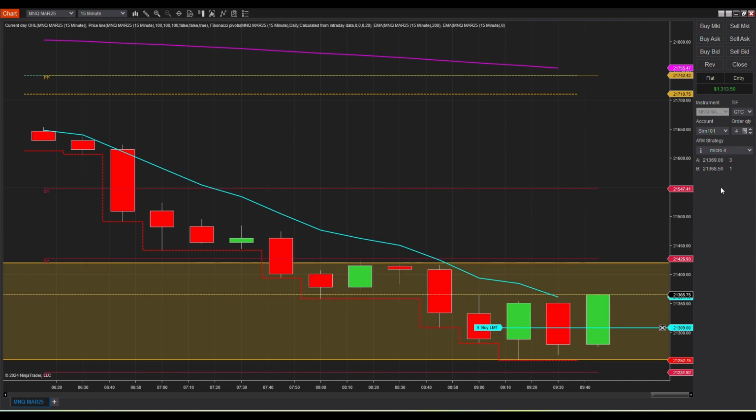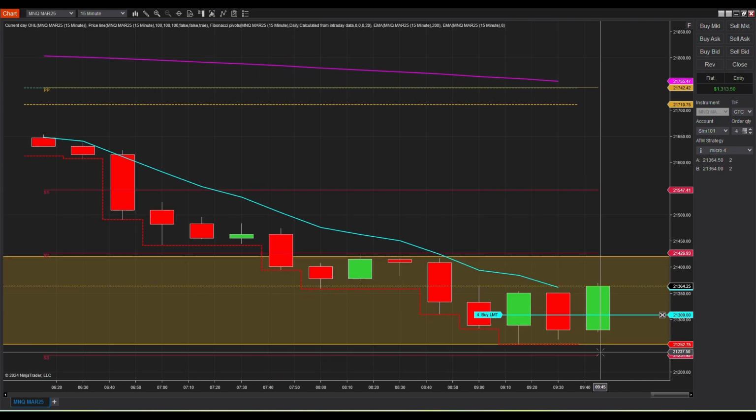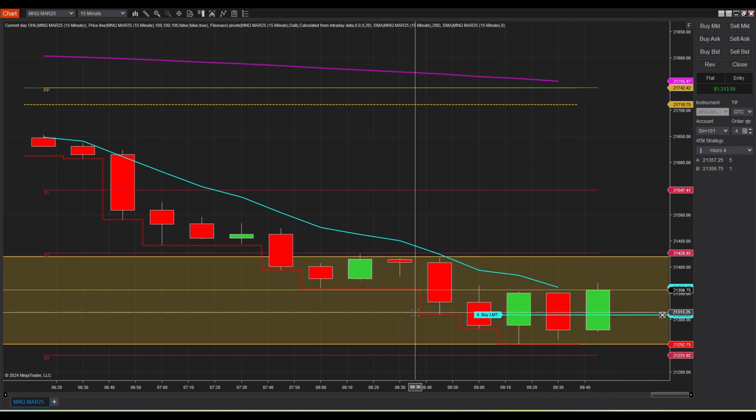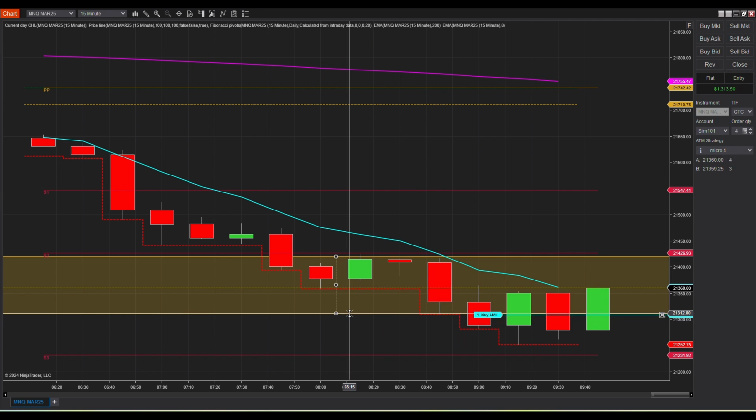Target filled. Okay, $1,300 on just that. Buying at the low of the IBR after seeing consolidation. Now we're going to test this. But yeah, that's how you trade. That's one of the ways you trade. I moved the 15 to the hour.